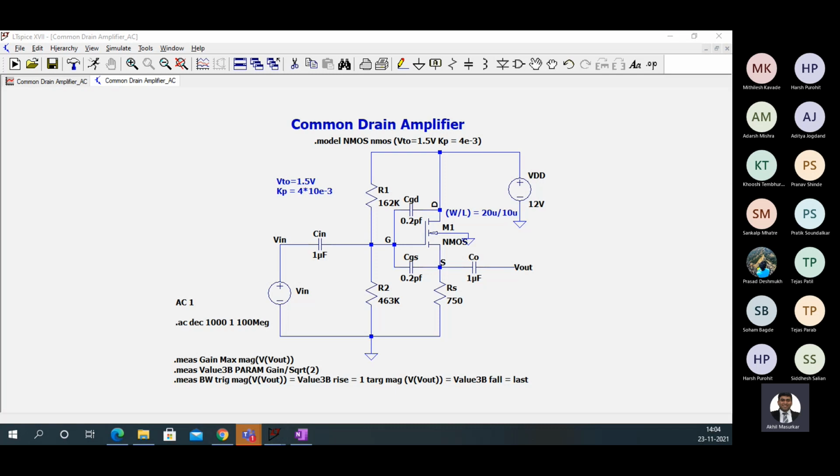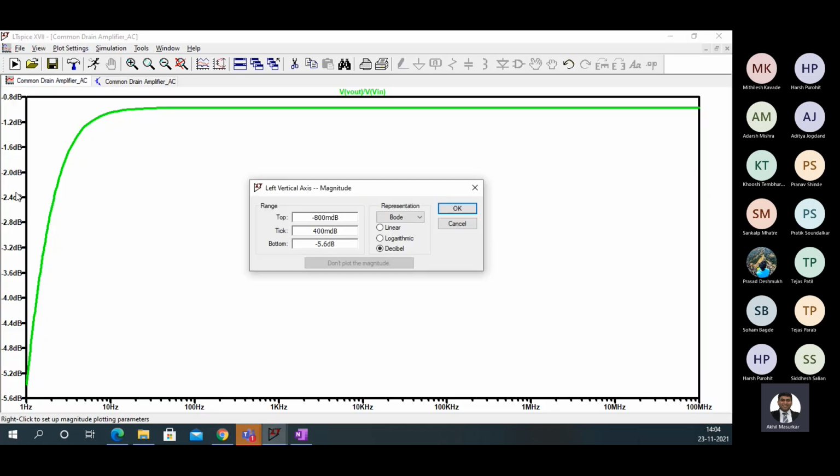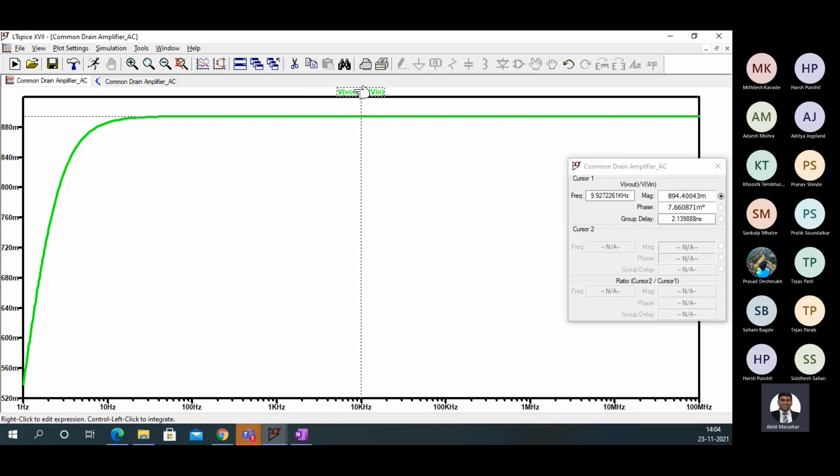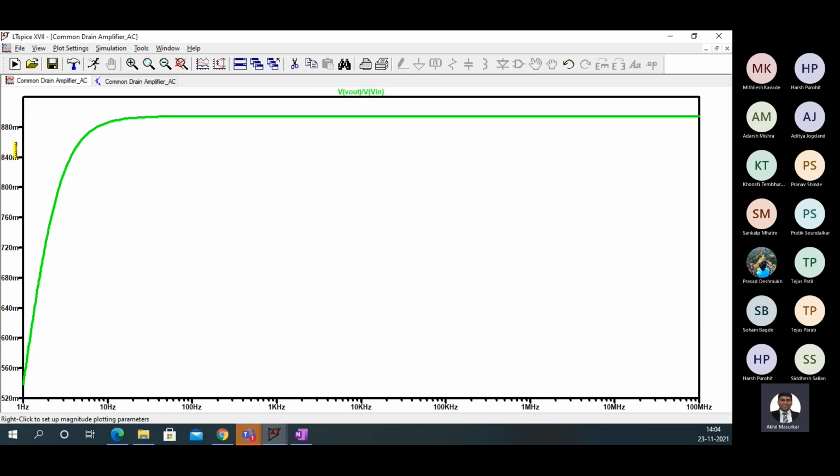Yes, Harsh, your output is correct. Good. Mithilesh, your output is now correct. So try to change this scale also and see. Make it linear and you can see that the gain will be the actual value that you have calculated. So you should experience that.